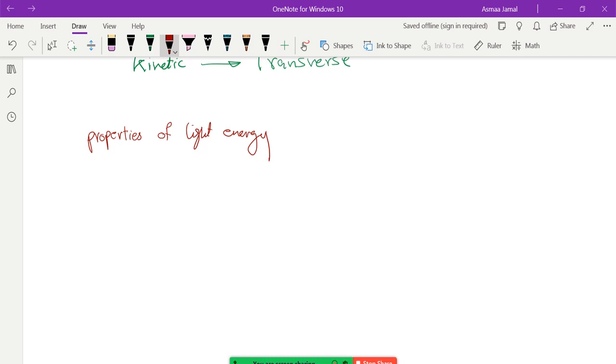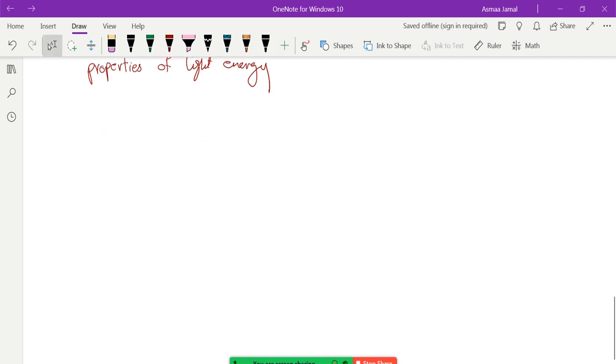Light energy has many properties. The first one is intensity.